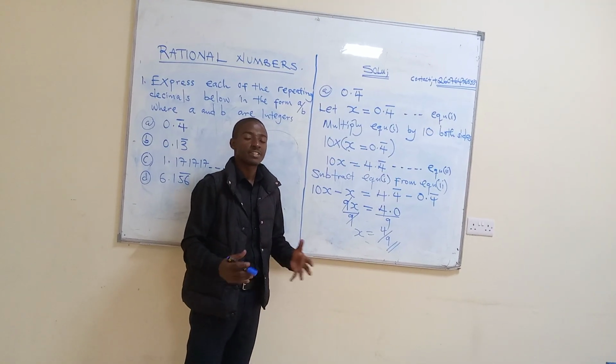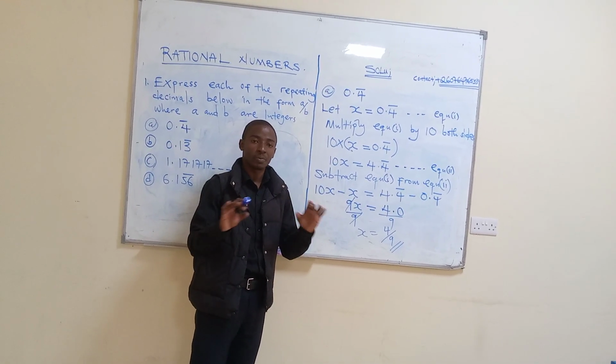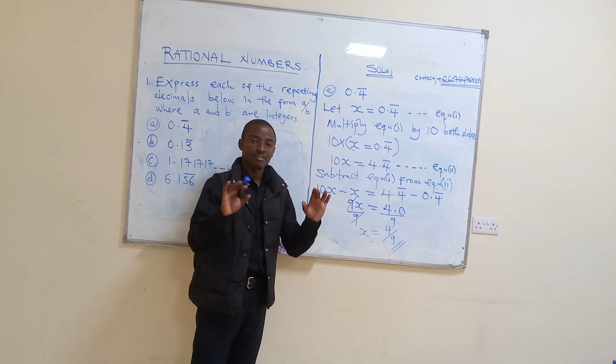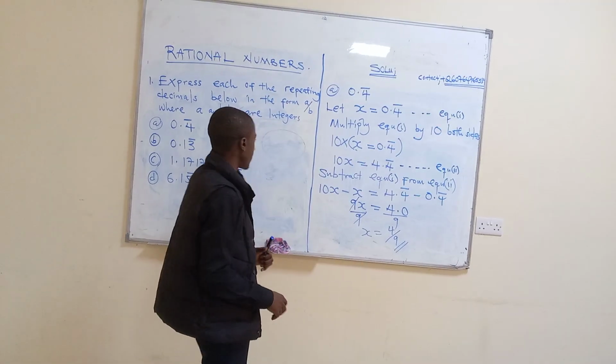Like I said at first, rational numbers are numbers that can be expressed in the form of a fraction, that is a over b. So we can now proceed to the second one.